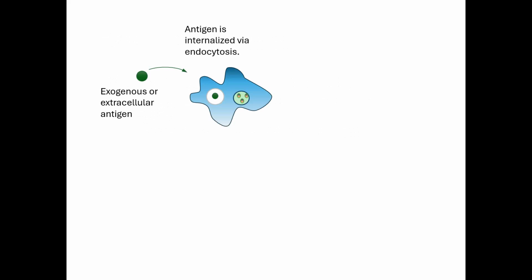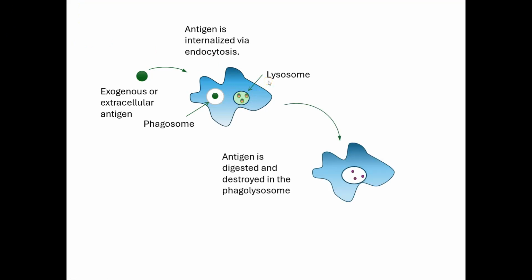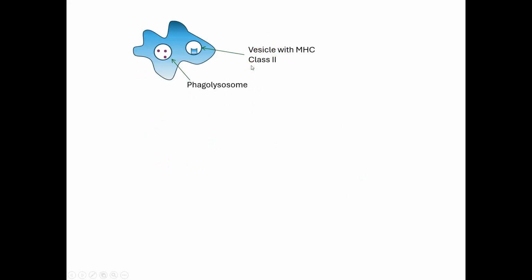But in an exogenous extracellular antigen, what happens here is the antigen is going to be internalized again through endocytosis. Then you're going to have that phagosome, which is going to fuse with the lysosome, and that leads to the destruction of the antigen. Once the antigen is digested into smaller pieces, it's then going to fuse with a vesicle containing that self-marker known as the MHC class II molecule, and in order for it to be displayed, the antigen is then going to be loaded onto the MHC class II molecule.